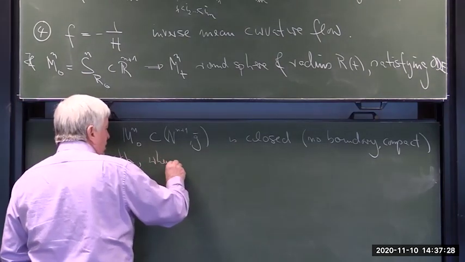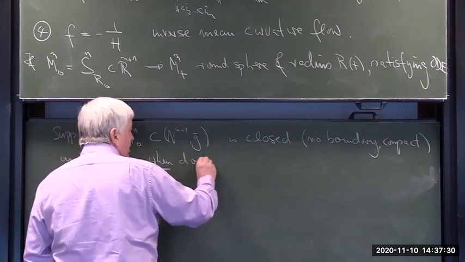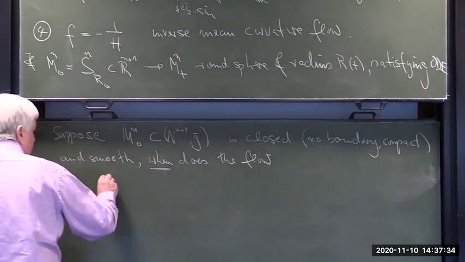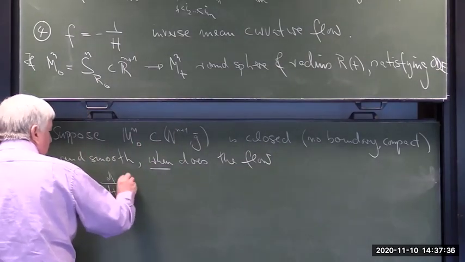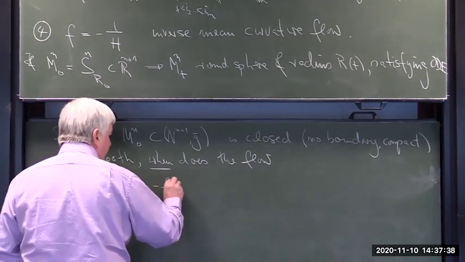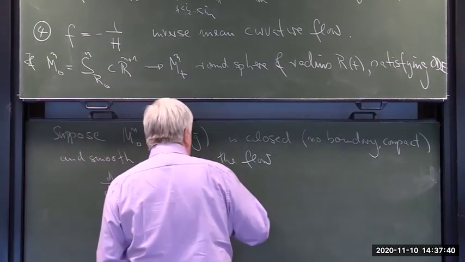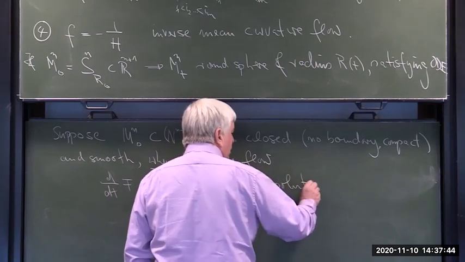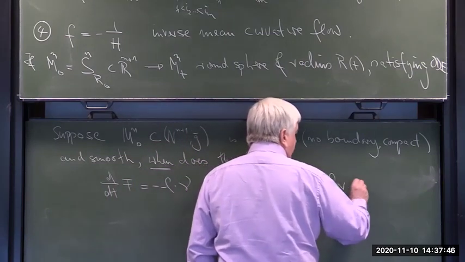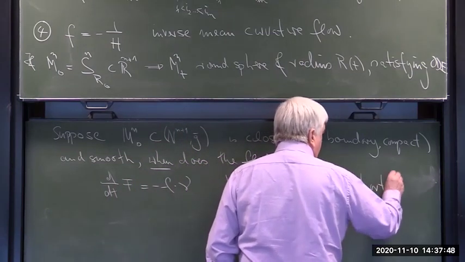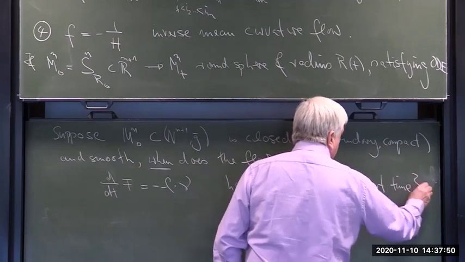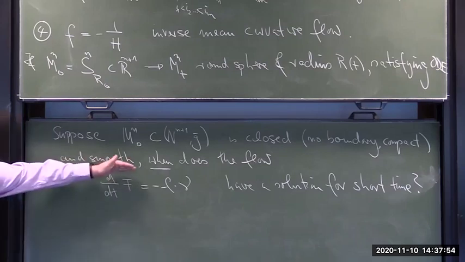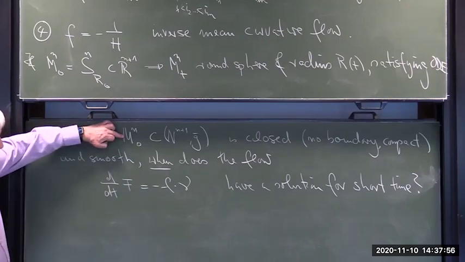Then, does the flow d/dt f equals minus F times nu have a solution for a short time, starting with this initial hypersurface?